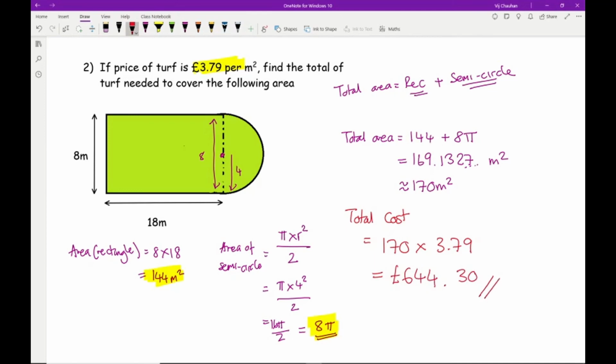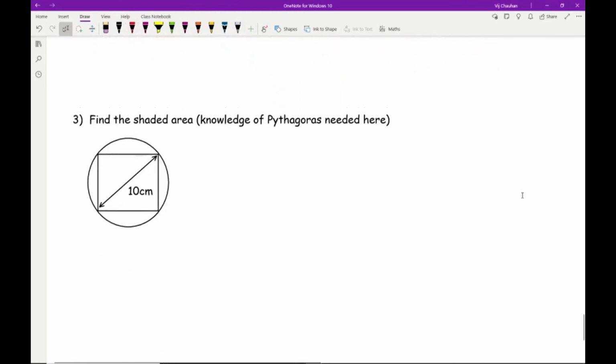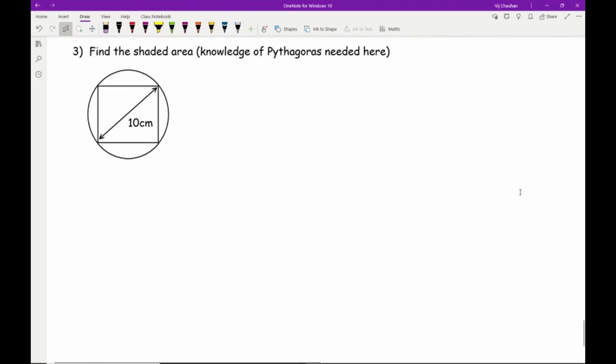And who would have known that grass could be that expensive? It's actually a decent price for some decent grass, that. So moving on to the next question, our final example. Now this one hasn't been shaded, so the first thing I need to do is shade this question in. Now this question does involve Pythagoras, so if you've not covered Pythagoras, then this one's going to be slightly a bit of a challenge. And there is a video on Pythagoras, so feel free to give that a watch.